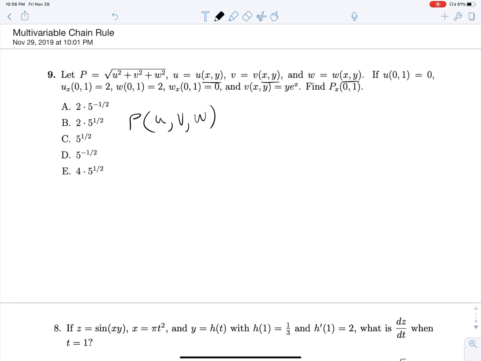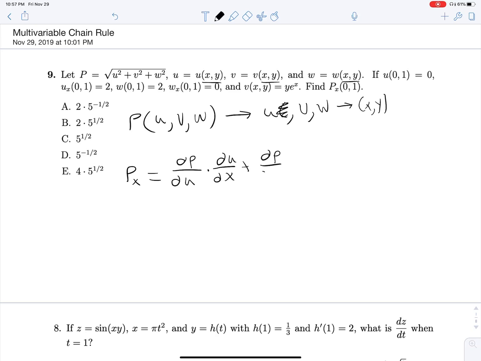Then we know, where u, v, and w are functions of x and y, that, let's say, px is going to be equal to the partial derivative of p with respect to u times the partial derivative of u with respect to x, plus the partial derivative of p with respect to v times the partial derivative of v with respect to x, plus the partial derivative of p with respect to w times the partial derivative of w with respect to x. So all of these questions, it's pretty much finding and filling in 4 or 6 blanks in order to solve these questions. So let's figure this thing out.